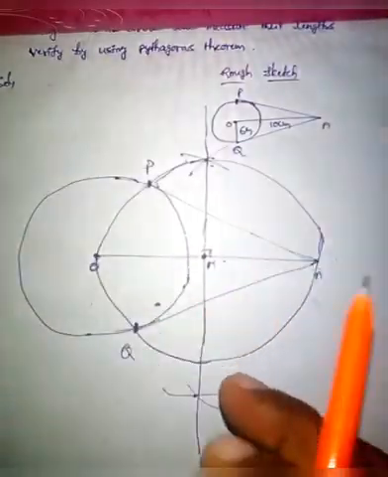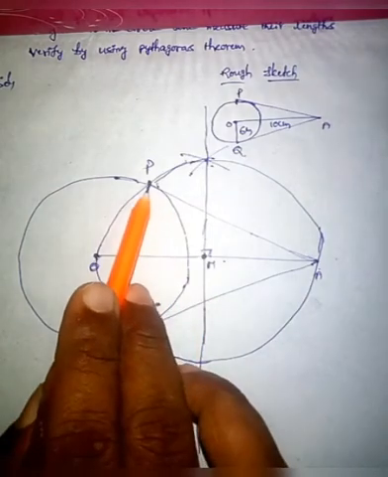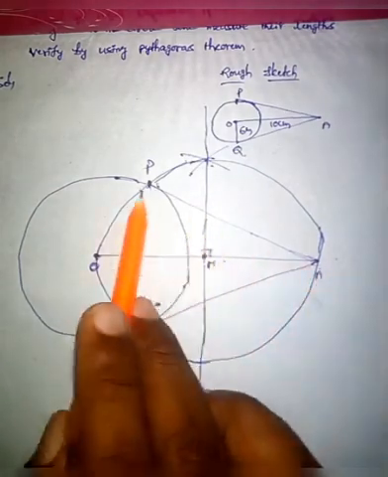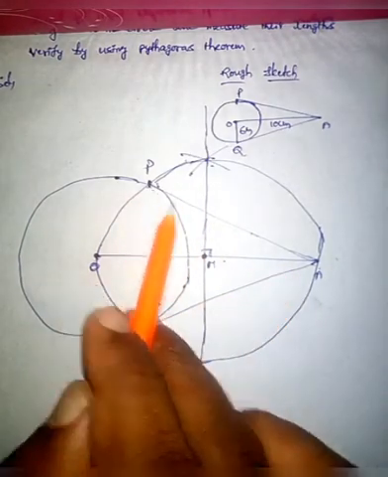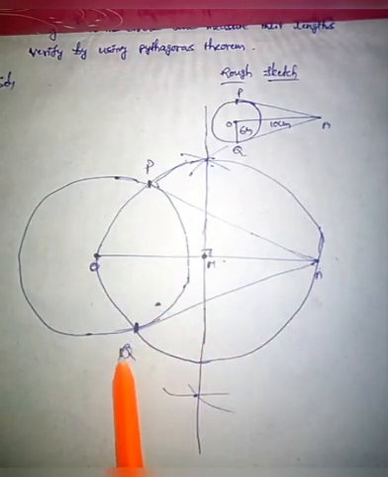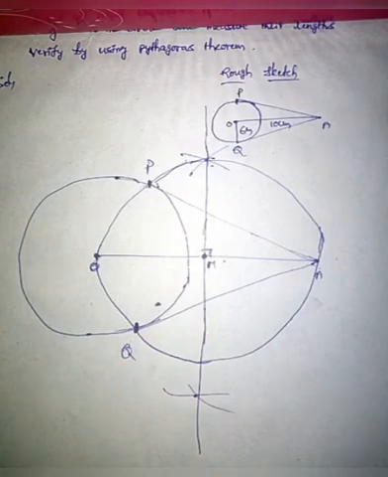Okay children, after completing this construction, if you want to measure the length of AP and AQ, the measurements will be 8 centimeters each one. AP is 8 centimeters and AQ is 8 centimeters. Okay, so write the verification also. Verification or proof.